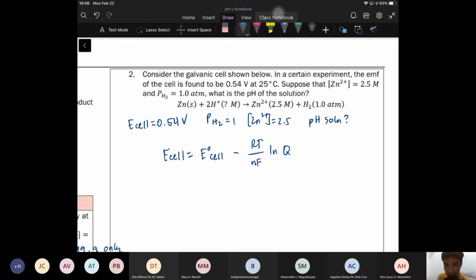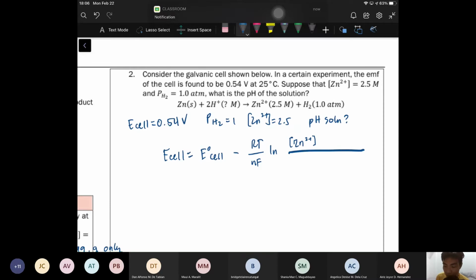Ngayon pa lang, express na natin yung Q. Just looking at the equation, ano yung Q natin? Products over reactants. Nasa product, meron kang zinc, so sulat mo yon, zinc 2 plus. Ano pa? Yung H2, gas yan kasi naka-atmosphere. So, kapag yan ay naka-gas, edi susulat mo yan.